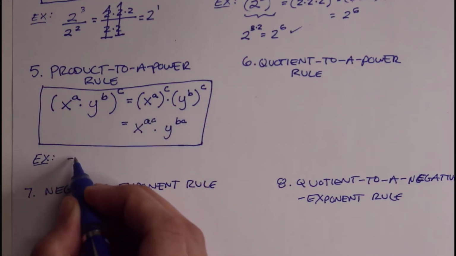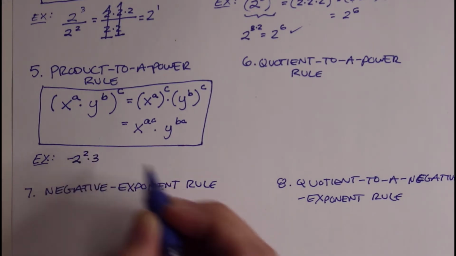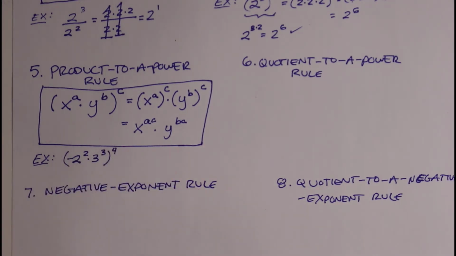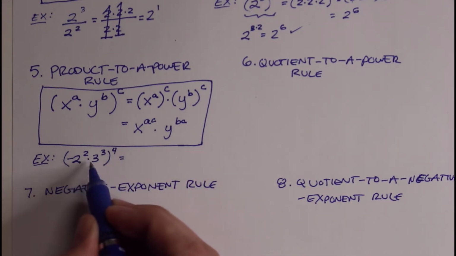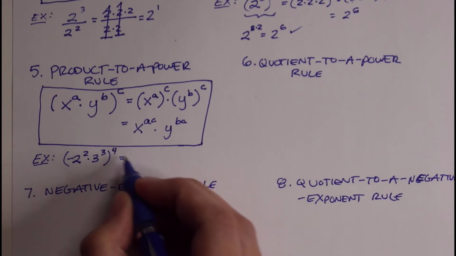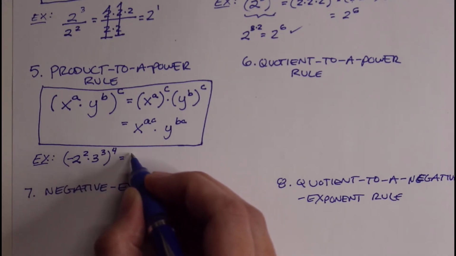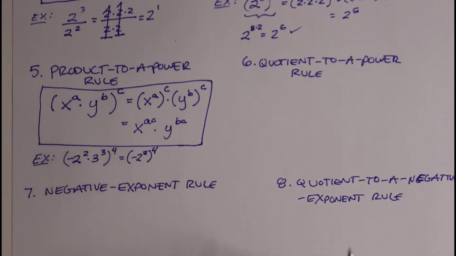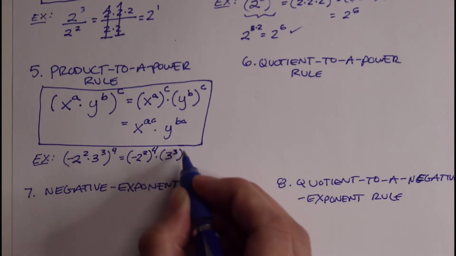So let's say I had negative 2 squared times 3 cubed, and let's say that quantity is to the 4th power. Okay? So this rule says that if I'm multiplying inside this quantity, I can take this exponent from the outside and bring it onto both factors. So I have negative 2 squared, and that one has a 4th power, times 3 cubed to the 4th power as well.